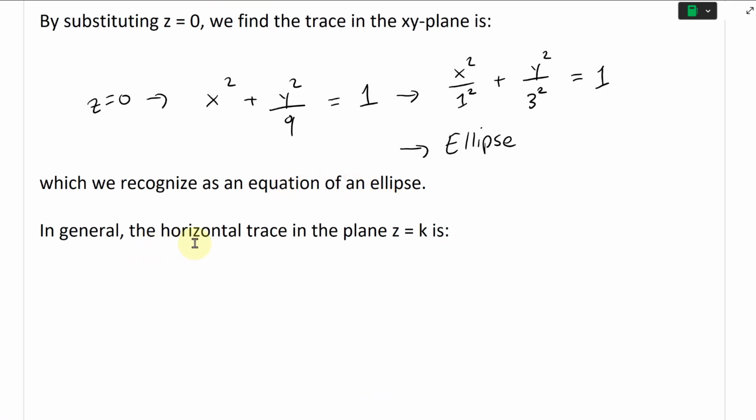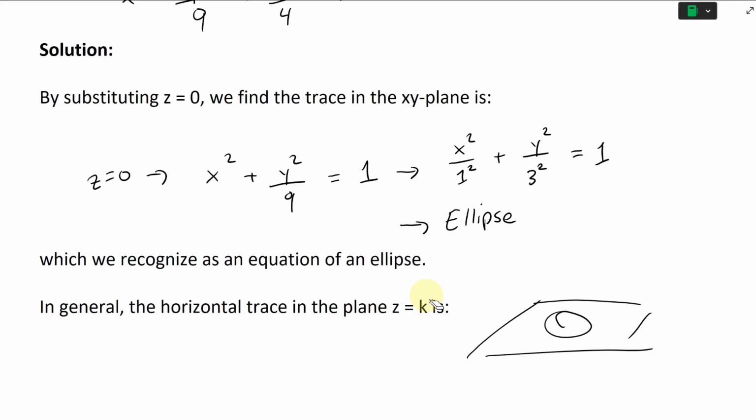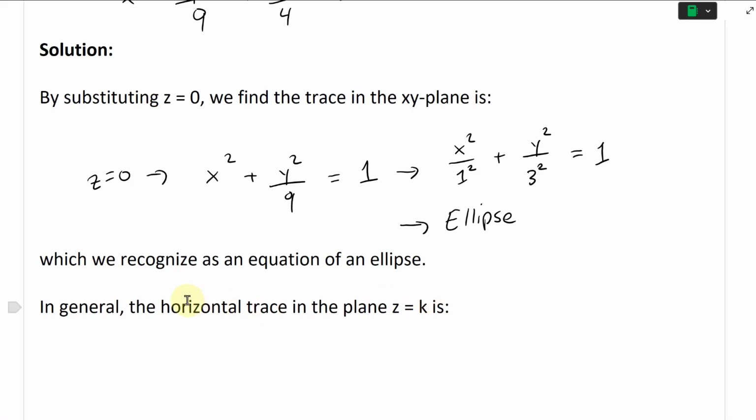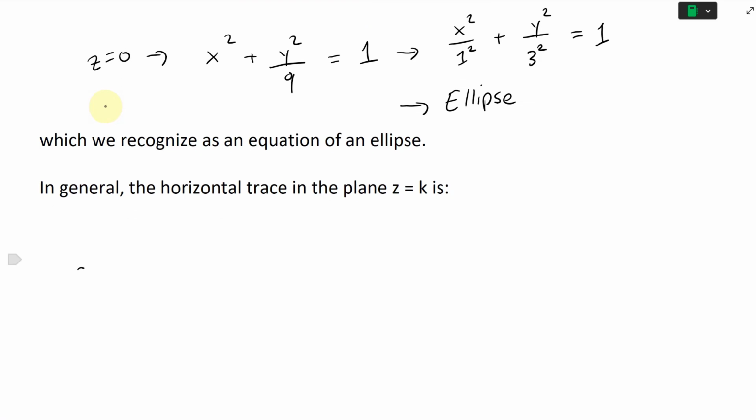So yeah, when we plug it in, we get this trace, which we recognize as the equation of an ellipse. So in general, consider the horizontal trace in the plane z equals k. It's going to be a horizontal plane, with the equations inside there, like that. So instead of z equals 0, we're going to have z equals k. At z equals k, we're going to have the horizontal traces. That's going to be this equation, x squared plus y squared over 9 equals 1.